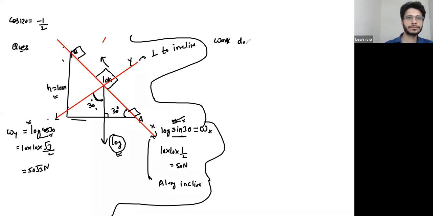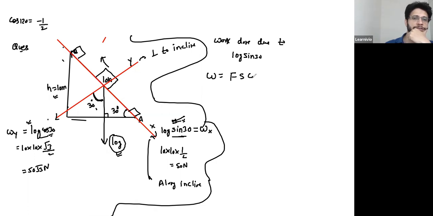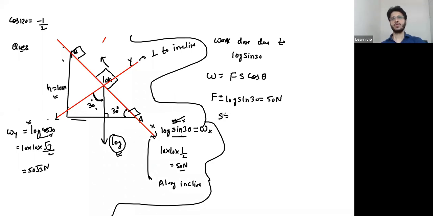Now work done due to 10g sin 30. The expression of work done is Fs cos theta. So force is this 10g sin 30, which we have calculated to be 50. Then you have displacement. From A to B, the displacement is 20 meter.